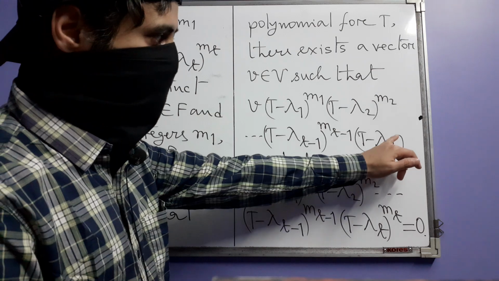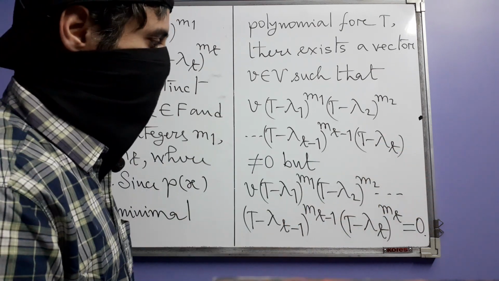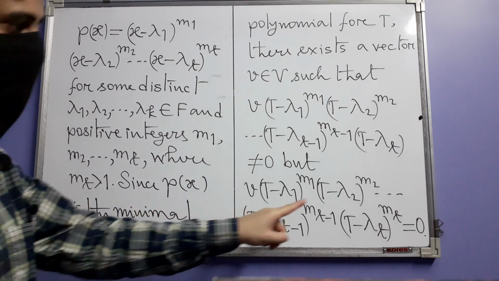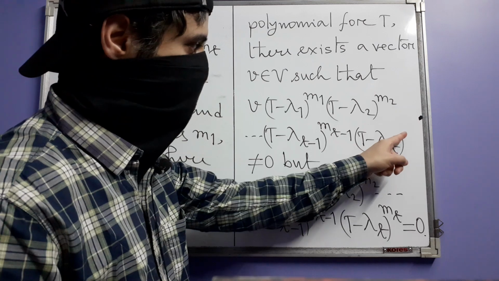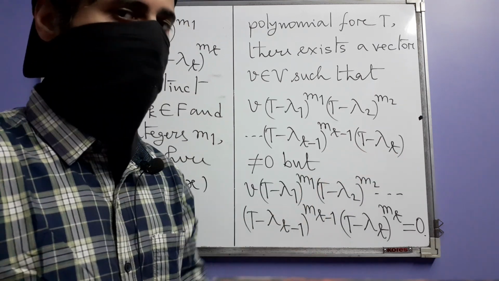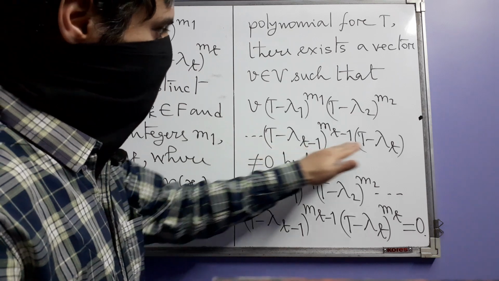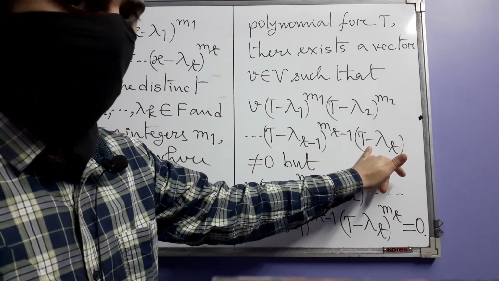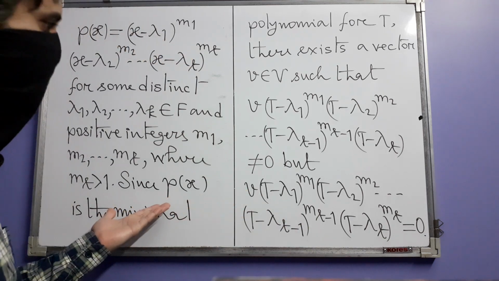I say we do not have the full factor here. Why? Because mt is greater than 1. The full factor should have exponent mt. Here, however, we have 1. So, something is missing. And that is why the degree of this polynomial, I mean, you imagine x in place of t, is smaller than the degree of p of x.